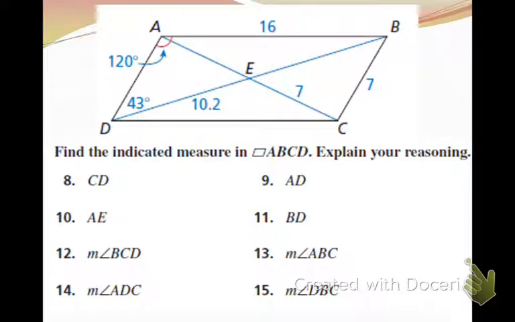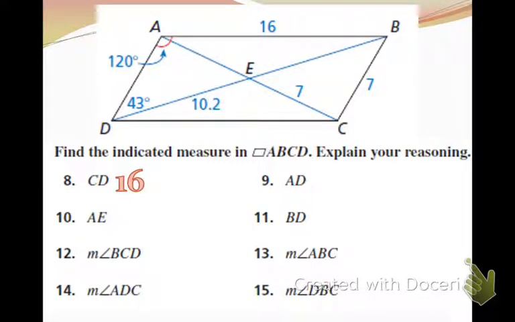CD, is this a side or a diagonal? It is a side. It's this side right here. We know that opposite sides are congruent. What is opposite of CD? AB. So CD will be 16.